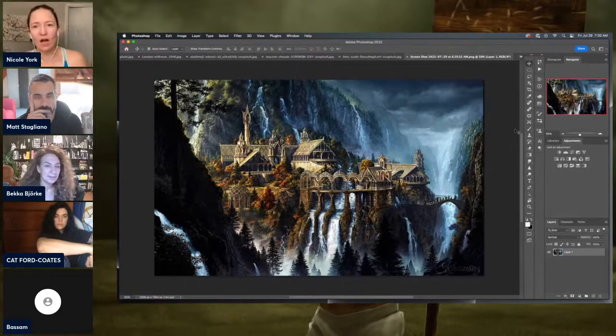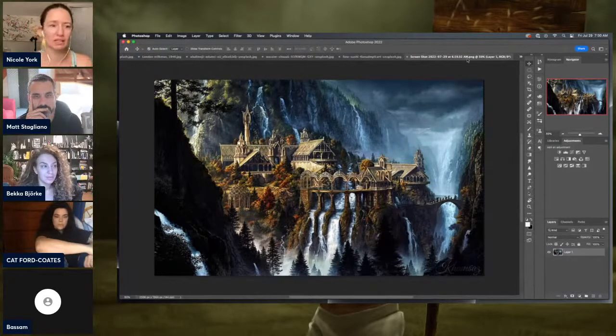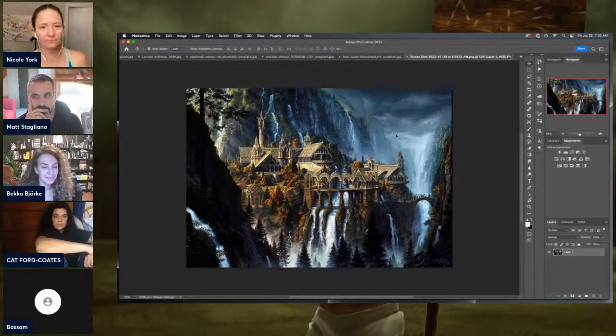So maybe we can talk also a little bit about how environment can become a character. And I know that this is a passionate subject for you, Becca, so I'd love to hear more on what your thoughts are there.